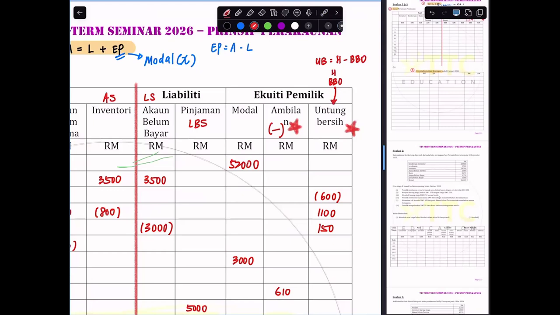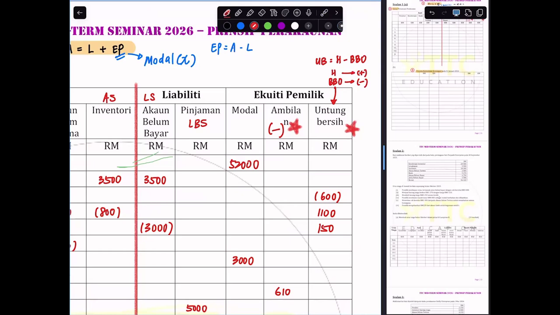Then how to record, add or minus? If you got hasil, your income, if you're getting more income, your profit is getting more, right? So if it is hasil, do you add or minus the untung besar? Add. If you got belanja, expenses, you're spending money, so your profit is getting lower, right? Then you need to minus.